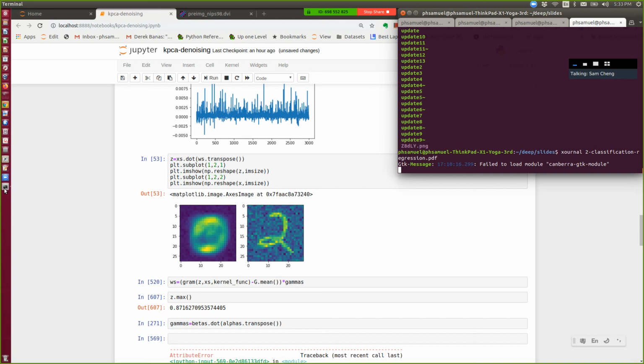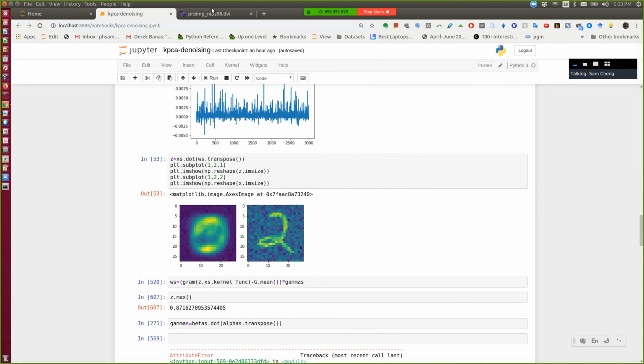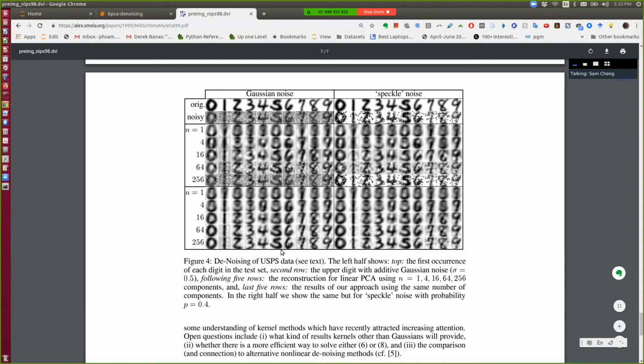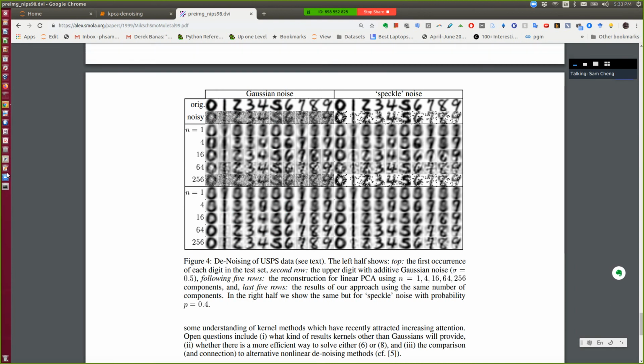But I guess, what's the point of using kernel PCA instead of just PCA? PCA seems much easier to implement. The result is better also, as you can see. Because you can project to a high dimension. Okay, I guess maybe I will show you the earlier one also.